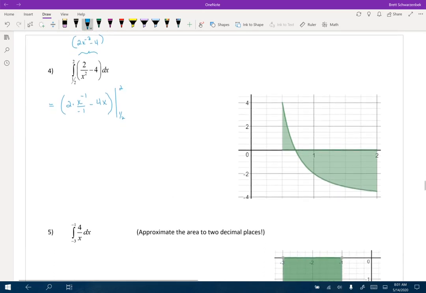All right, so a little simplification is needed. It looks like we're going to end up with -2 over x, minus 4x, from 1/2 to 2 again. Now you have some options here. If you'd like to, you can take out a constant, and that's perfectly fine.